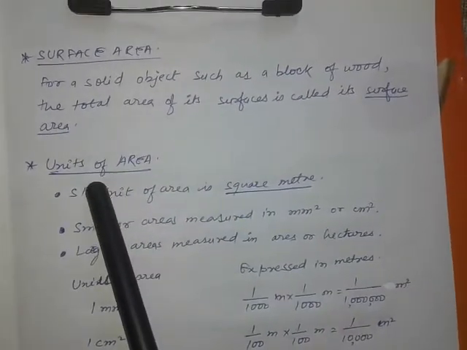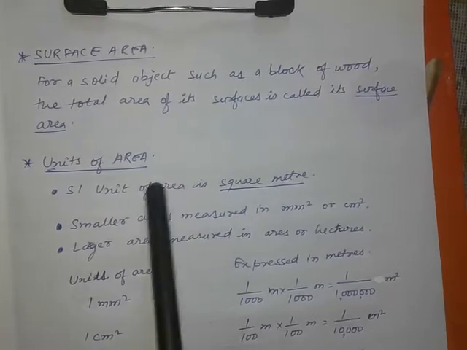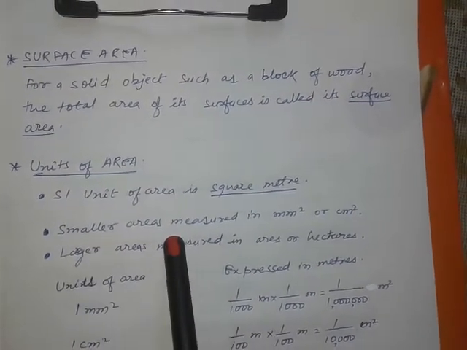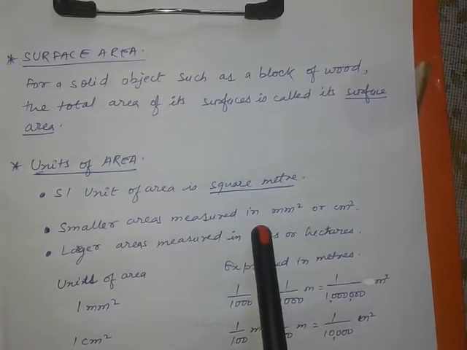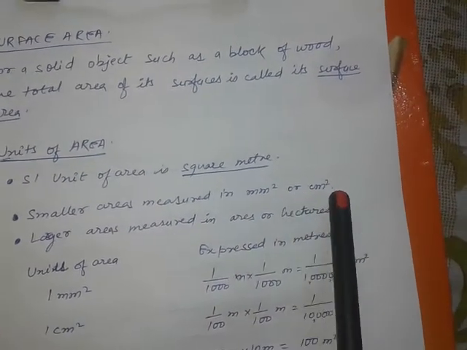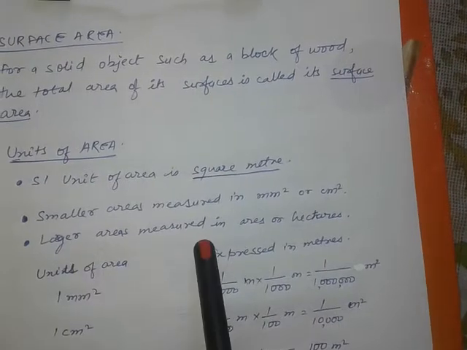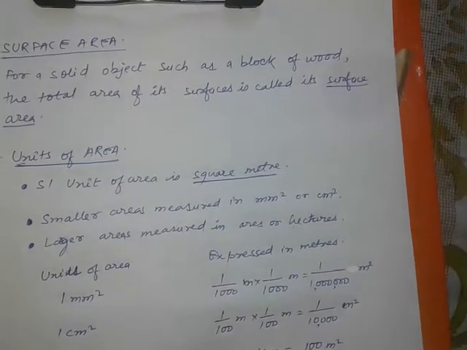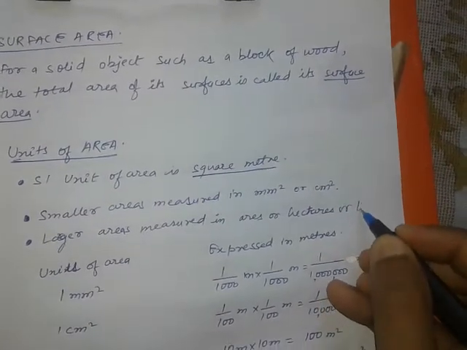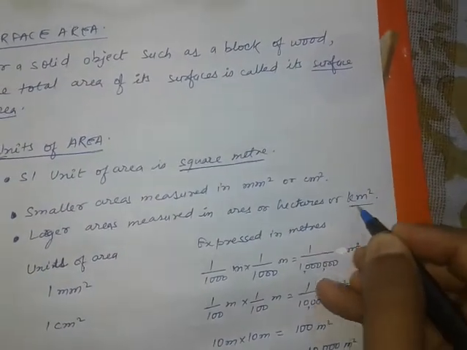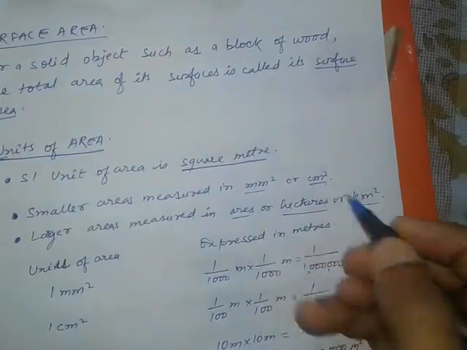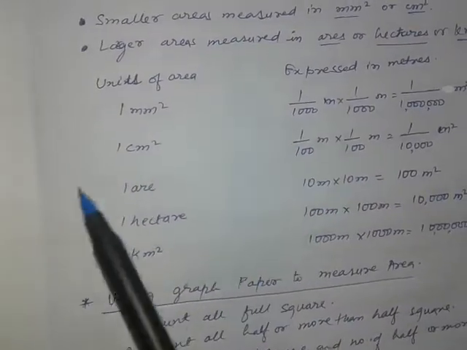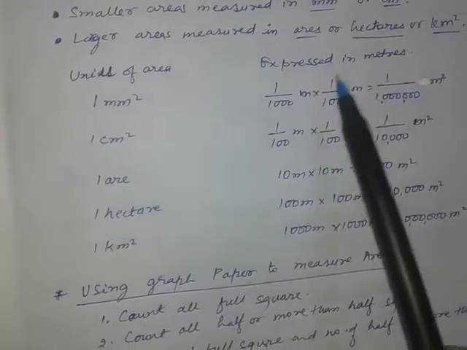Now we discuss the units of area. The SI unit of area is square meter. For smaller areas we measure in millimeter square or centimeter square, and for larger areas we measure in acres, hectares, or kilometer square.